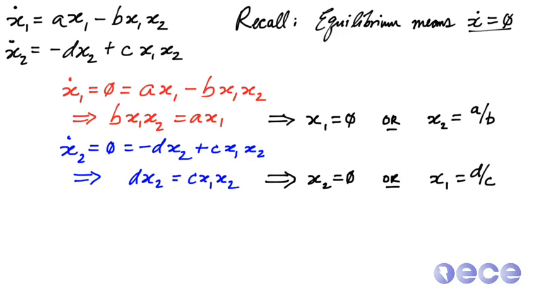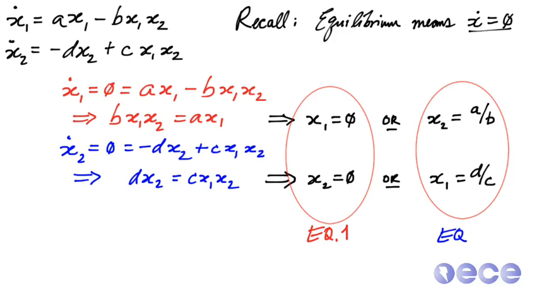We need to combine these together to come up with the actual equilibria points. So our two equilibria points are x1 equals 0, x2 equals 0, and x1 equals d over c, x2 equals a over b. I leave it as an exercise to you to check, is it actually an equilibrium point if we choose x1 equals 0 and x2 equals a over b? So try substituting that in to see whether it's actually an equilibrium condition for both x1 dot and x2 dot.